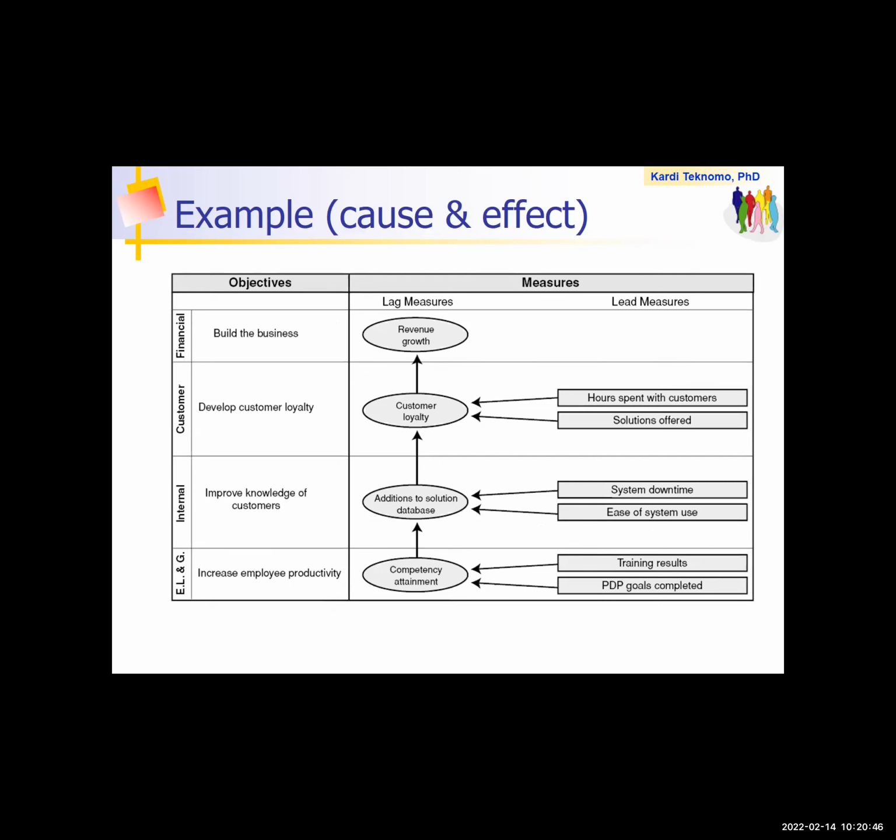Again, this is another example here. If you want to create revenue growth, you need to have customer loyalty. That means you need to have the hours spent by the customer or solution offered. So in that case, you need an additional database. And then you measure by the number of downtimes and the ease of system use and so on. So all of these are measured into numbers.